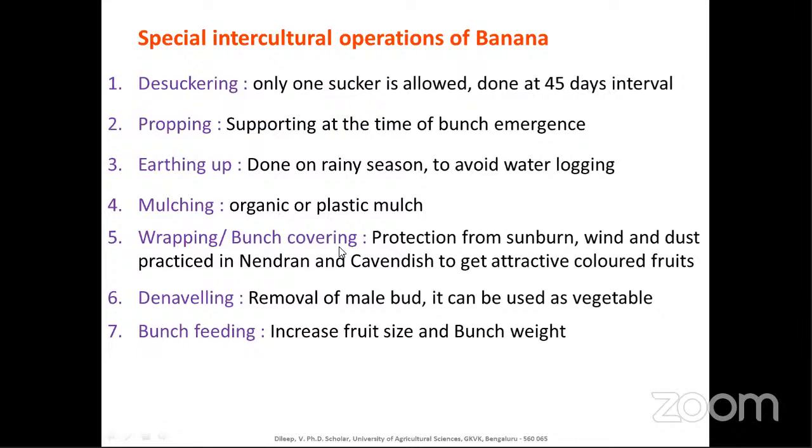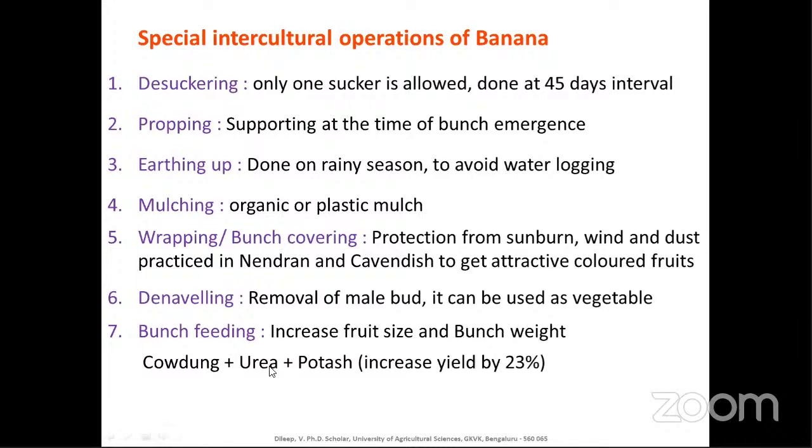So here, what is done? Cow dung will be taken, and along with the cow dung, urea and potash, and micronutrients if necessary, can be applied. Those are taken in a polythene bag, and the cut end is dipped and immersed, and the bag is tightly tied. That has been shown to increase the yield by 50%.